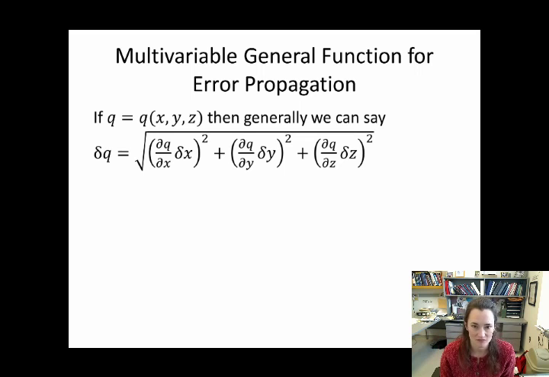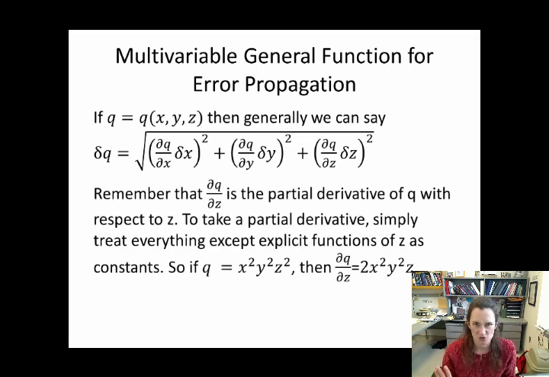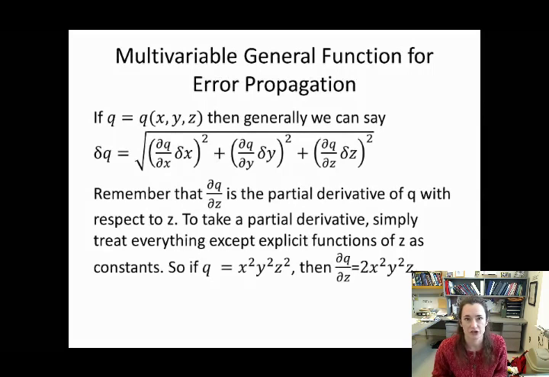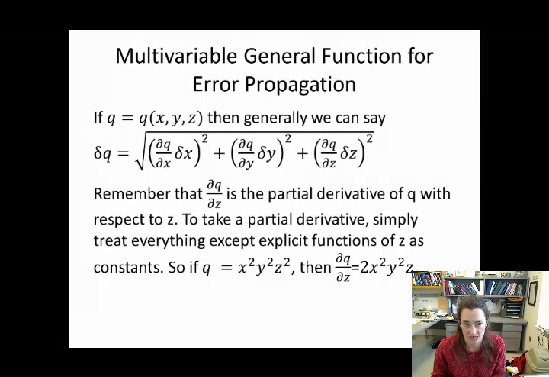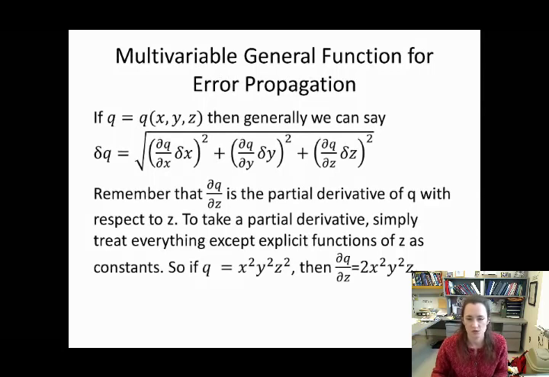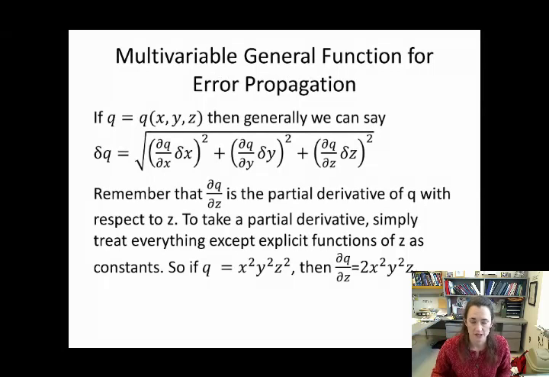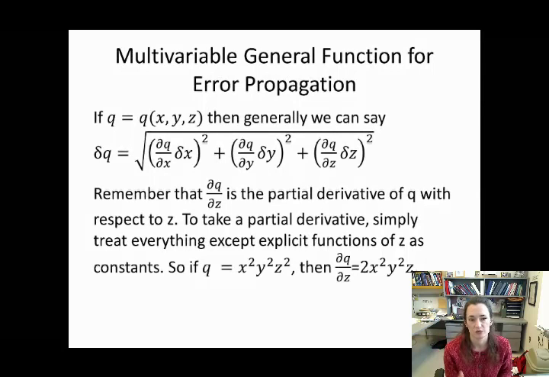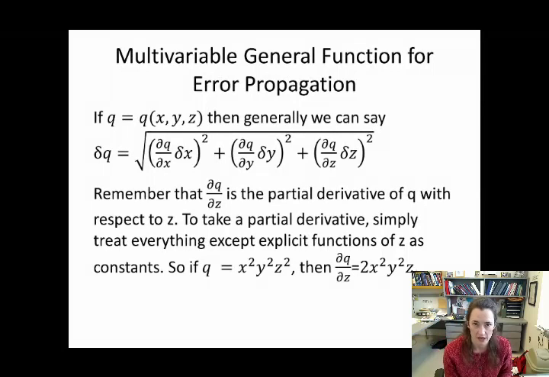Okay, so let's first of all remember what a partial derivative is. Remember that, for example, the partial of Q with respect to z is the partial derivative of Q with respect to z. To take a partial derivative, you take everything in the function for Q except explicit functions of z, and you hold those as constants. So the simple example I've put up here is if Q is equal to x squared times y squared times z squared, then x squared and y squared would be the constants here. We treat those as constants, and then taking the derivative of z squared, we get 2z. And so we have 2z times our constants, x squared and y squared.